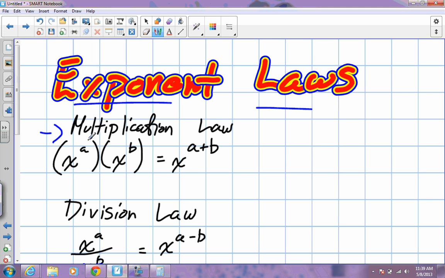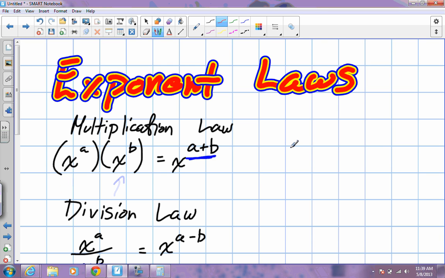Yeah. Well, first one we're going to go over is the multiplication law. Okay. So, if we have two exponents that have the same base, and this is very important, in order to simplify our exponents, we must have the same base. So I've used x to represent that base. We can simplify two exponents with the same base that are multiplied by each other by adding their powers.